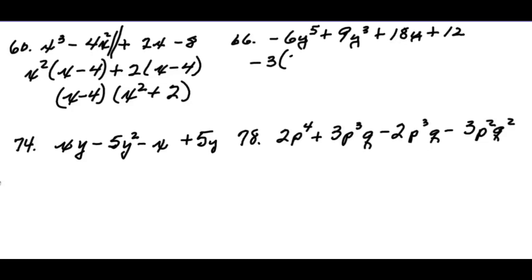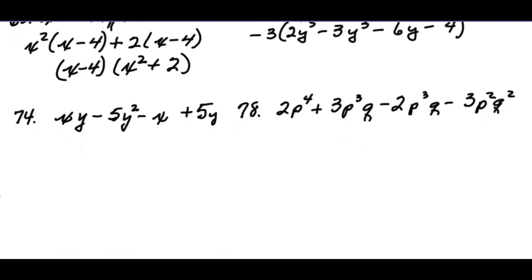So now this becomes 2y to the 5th. This becomes a negative 3y cubed. This becomes a negative 6y, and that becomes a negative 4. And when you multiply by negative 3 through all those terms, you'll find that that works. You're saying, well, why do we do that? Because if we're going to do factoring by grouping, as we're going to do with numbers 74 and 78 here, what we want to do is now take a look at pulling out a negative factor.